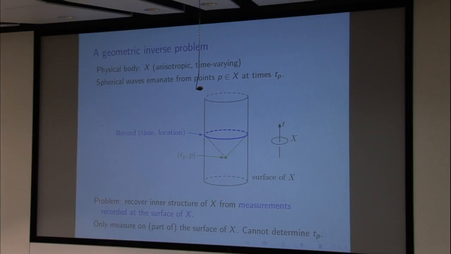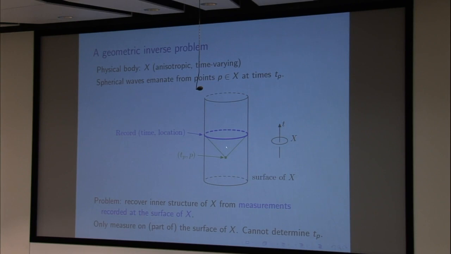And so I'm going to focus on this geometric part, namely, suppose you have some point sources generated in whichever way you want to think about. For the purpose of this talk, let's not go to elasticity, but just the acoustic wave equation. But the speed of sound could depend on the direction in which signals are propagating. And in fact, the material could also vary in time.